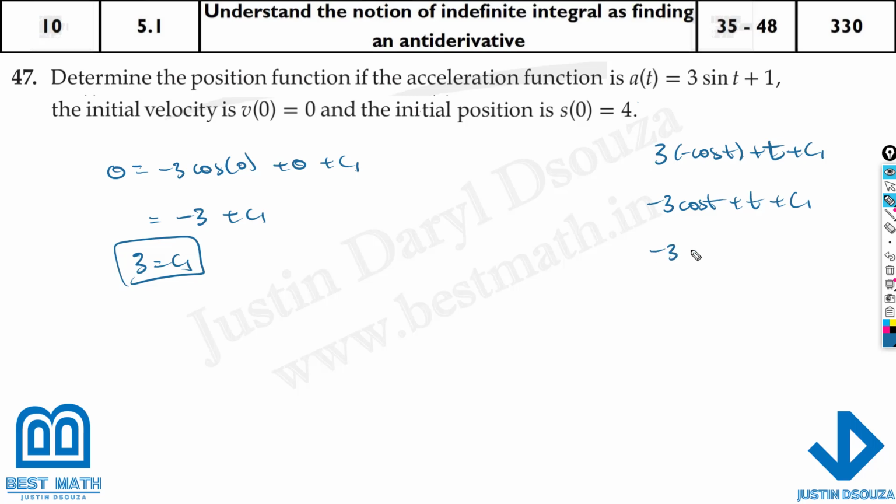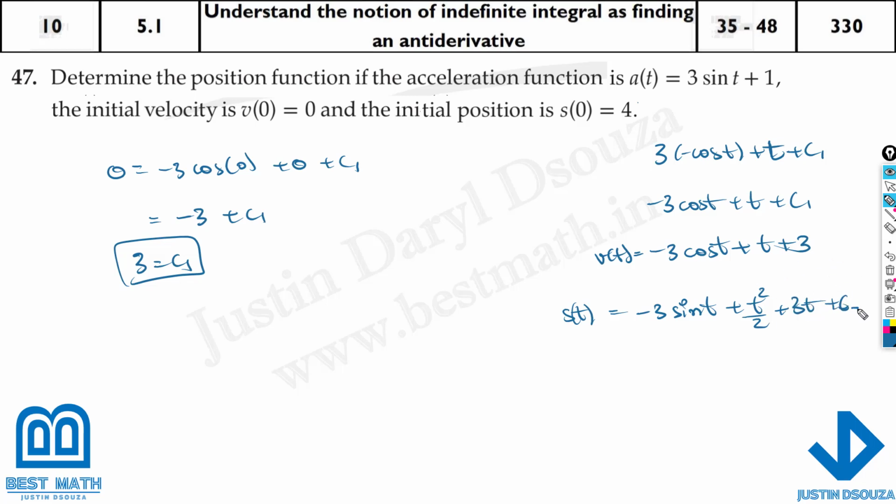Let's write it out over here. Minus 3 cos t plus t plus 3. This is the velocity function. Now to find the position function, you need to just integrate this again. It'll be minus 3 sine t plus t squared by 2 plus 3t plus c.